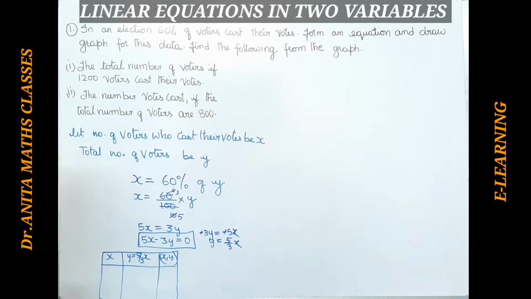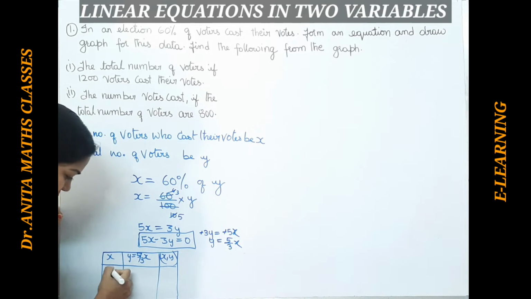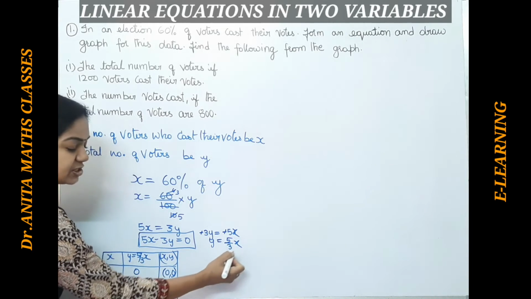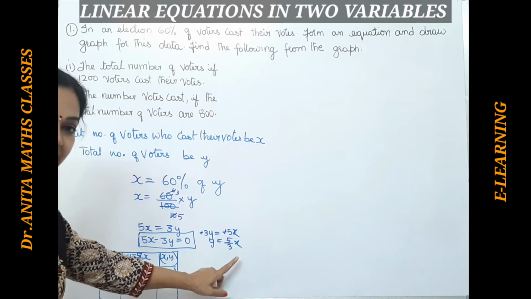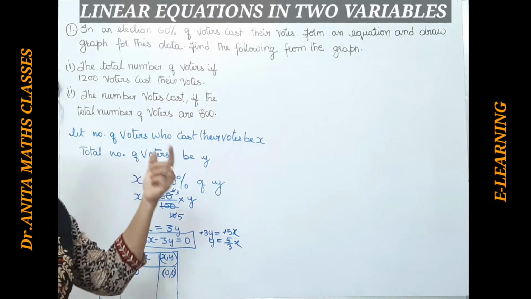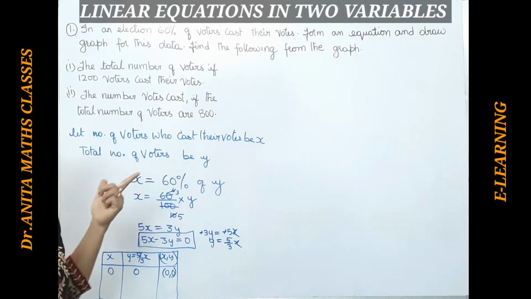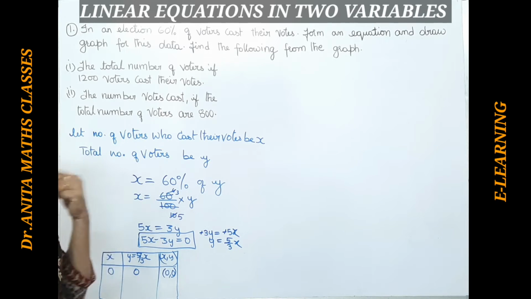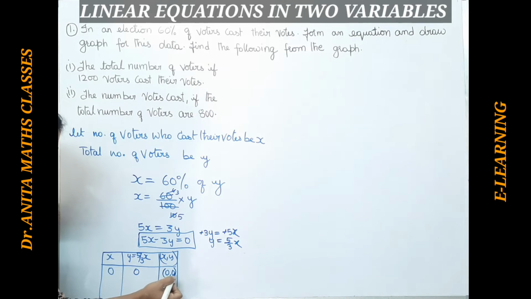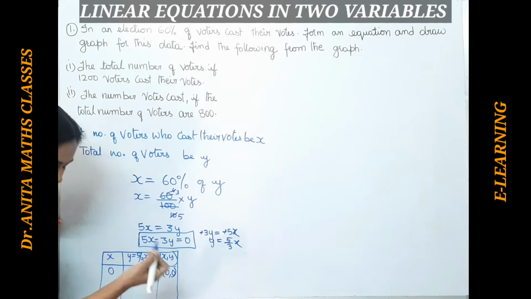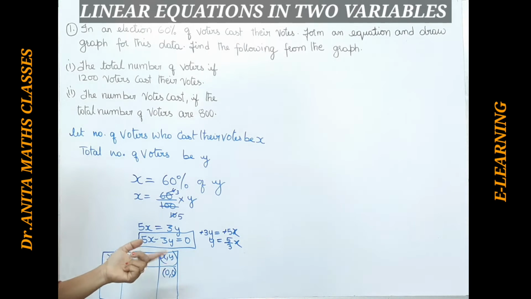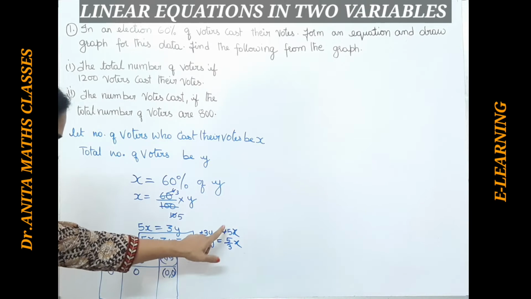Let me suppose x as 0. So if you take 5 by 3 into 0, y is also 0, so (0, 0). See the equation itself, y is equal to 5 by 3 x. That means it is in the form of y is equal to mx. If an equation is in the form of y is equal to mx, then that line, that graph will pass through the origin. So we got (0, 0), that means the origin. Now let me take another point, any point. You can take y as 5 or x as 3, something, because we have 5 and 3.